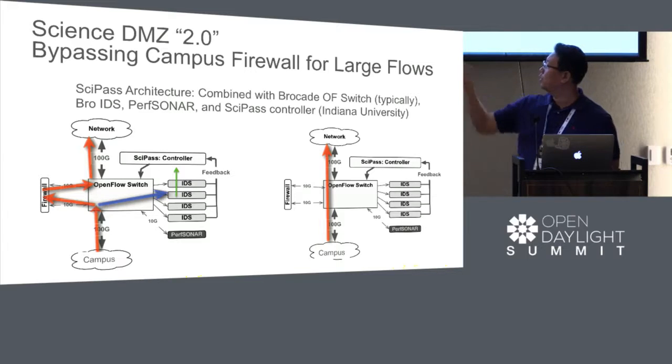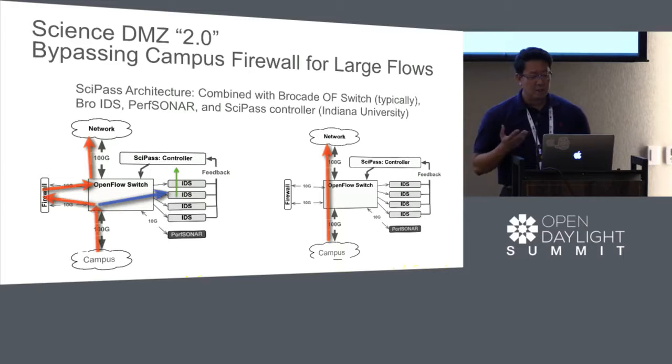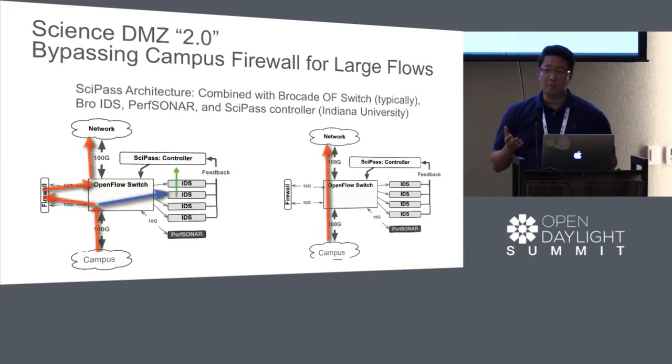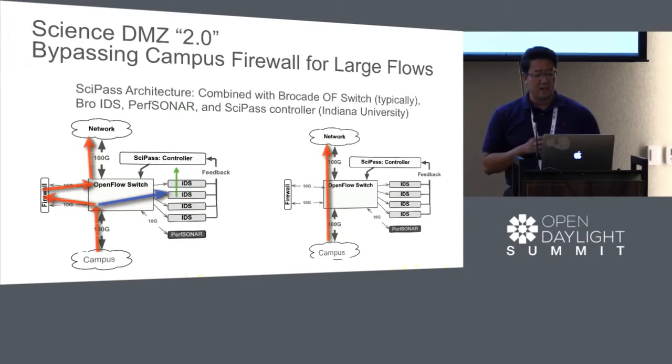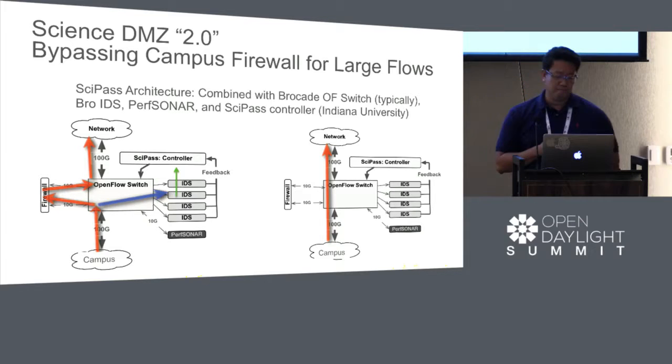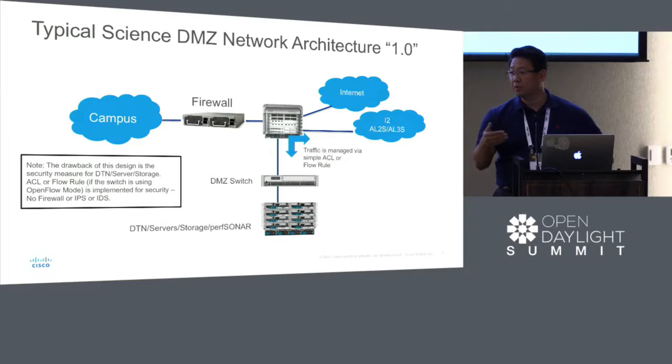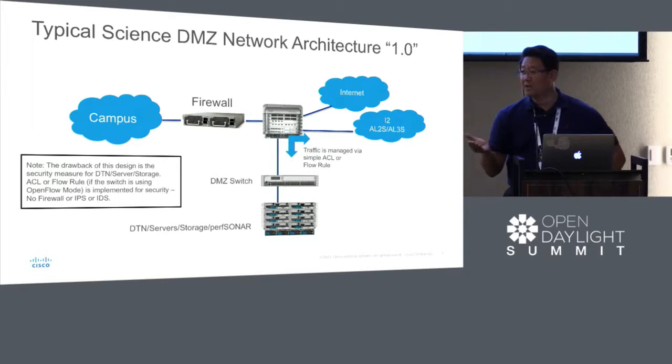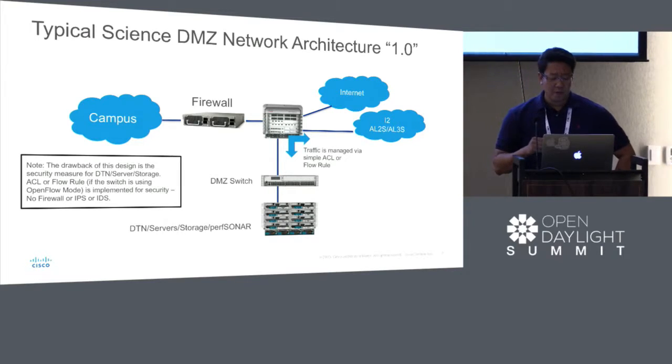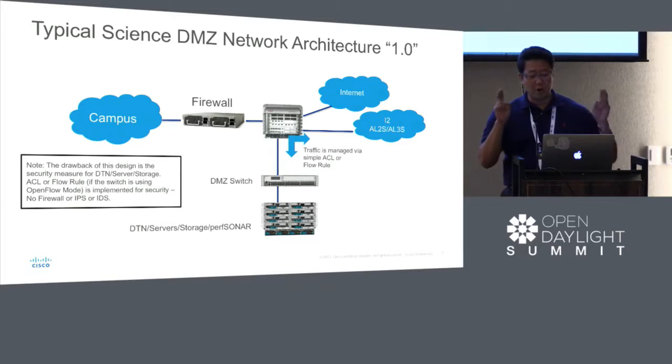Once it programs the flow, it will no longer go to the firewall, but it will go straight out to the internet. So you could think of it as bypassing the firewall. So that's what Science DMZ was. And then I call this Science DMZ 2.0, flow without any hindrance because there's no TCP stateful devices like IPS or firewall. So this is the kind of architecture 1.0.